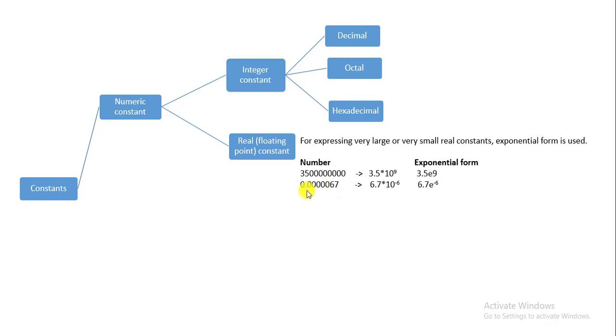And here 0.0000067 can be written as 6.7 into 10 power minus 6. And in C programming, we can write 6.7e-6. And minus 780000, nothing but minus 7.8 into 10 power 5, can be written as minus 7.8e5 in our programming. Like this, to represent a very large number and a very small number, we can use exponential form.